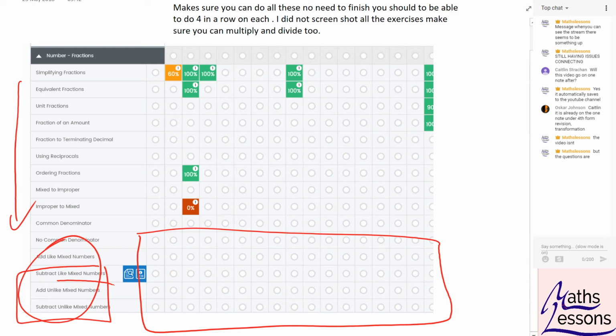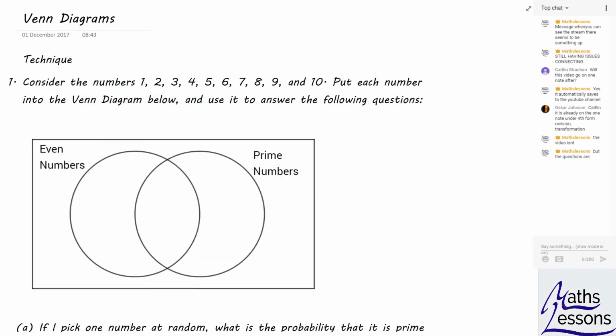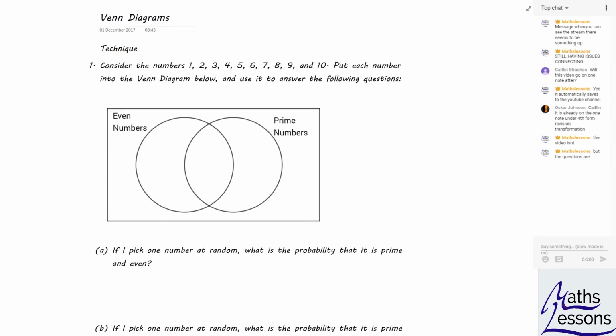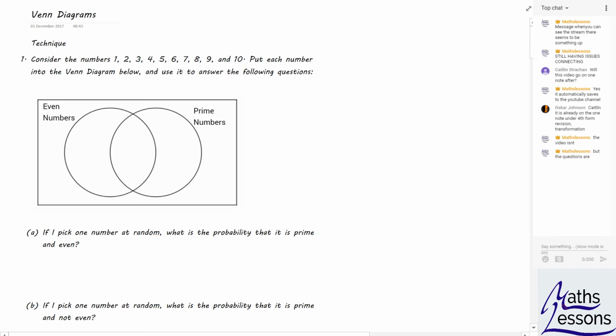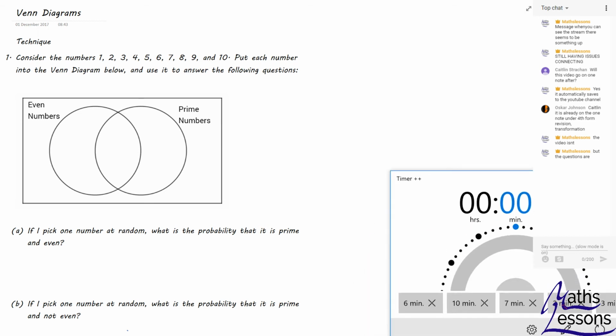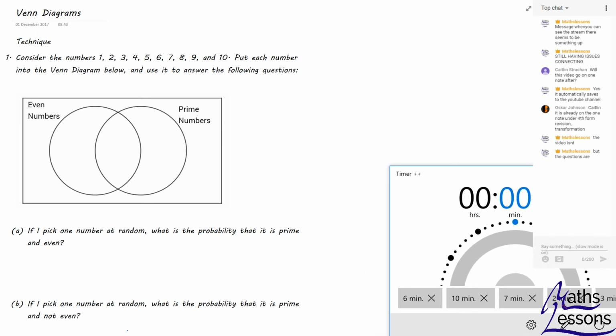Right, what we're going to now look at is some Venn diagram work. Hopefully your Venn diagram knowledge is good. We'll start off with a nice straightforward one here. I'm going to give you just a minute to have a look at this, and then we'll move on to a trickier question and see how you get on with that.